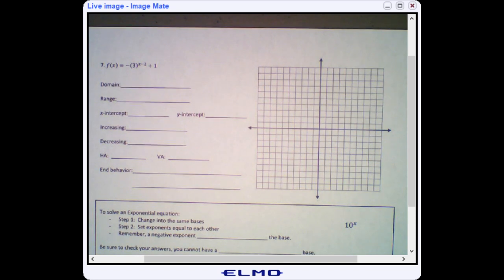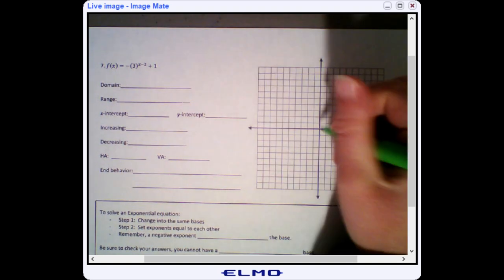This one we have negative and then 3 to the power of x minus 2 plus 1. So we're just going to plug in some values. When we plug 0 in, we're going to get negative 0 minus 2 is negative 2. So that really means it's going to be 1/3 squared, which is 1/9. Negative 1/9 plus 1, we're going to get 8/9. It's going to be 0 and 1.